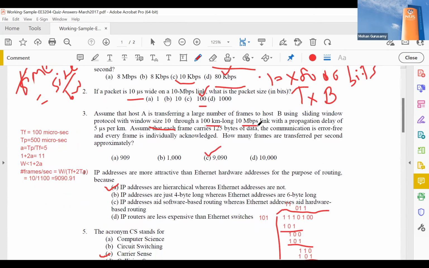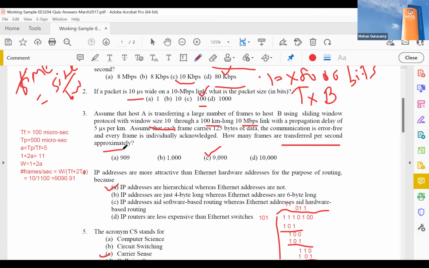Propagation delay is 5 microsecond per kilometer. That means for the bit, it takes 5 microsecond to travel 1 kilometer. Assume that each frame carries 125 bytes of data. The communication is free of errors, and every frame is individually acknowledged. That means you can straight away use the formula or expression. The question is, how many frames are sent or transferred per second approximately?